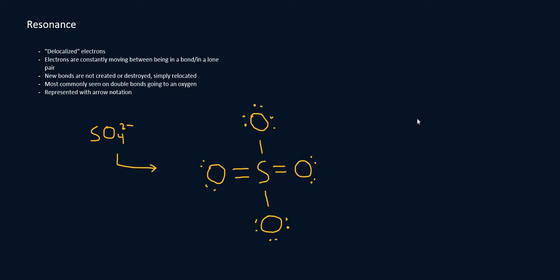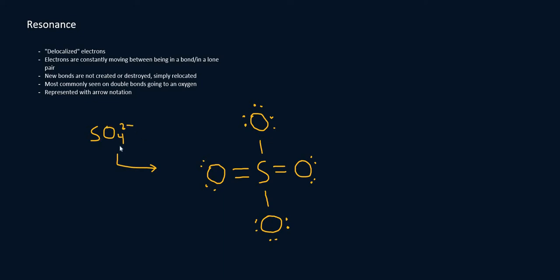We represent it with arrow notation. I know I keep saying this a lot, but if you go on to take organic chemistry, arrow notation is vital. Arrow notation is basically the language of organic chemistry, because a lot of organic chemistry mechanisms are built on the concept of moving electrons around, and arrow notation is how we show electrons being moved around. So let's look at an example of resonance in action, because I think resonance is a lot easier to show than it is to explain.